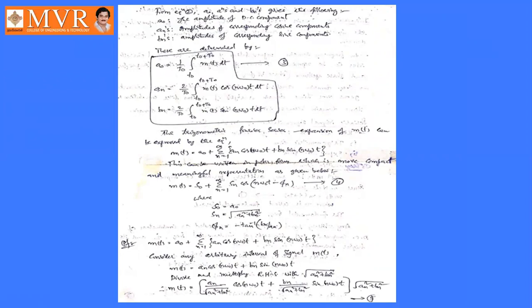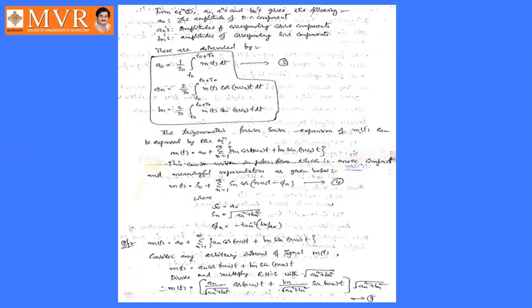So what is a naught? A naught is nothing but the amplitude of the DC component. What are the an's? The an's are nothing but amplitudes of the corresponding cosine components. Why? Because this is an cos n omega t, right? So the an's are amplitudes of the corresponding cosine components, and similarly the bn's are amplitudes of the corresponding sine components.